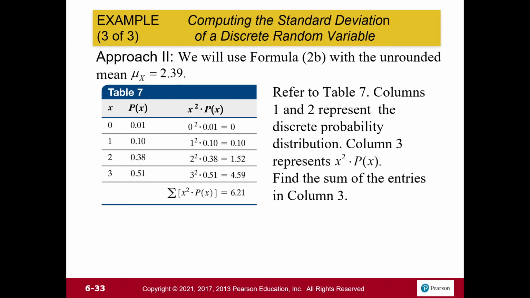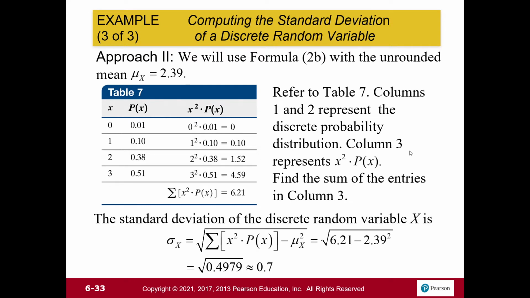Here's the other formula. Here it looks like we're squaring each discrete random variable, multiplying it by the probability, and then we take the sum of all of that, subtract that from the mean squared, and again we take the square root of that number. It's again approximately 0.7.